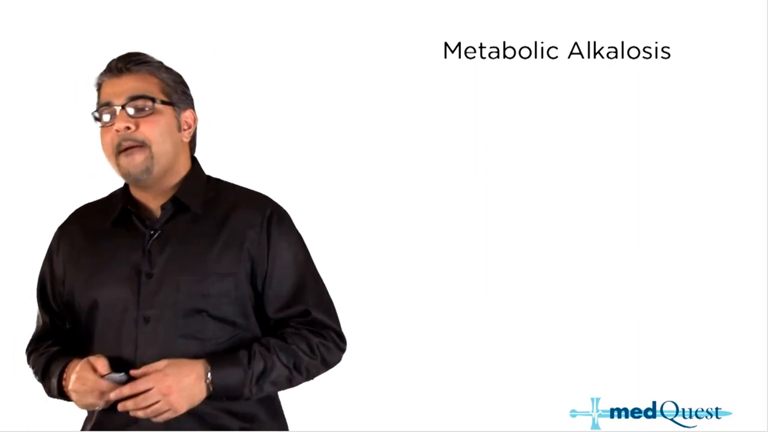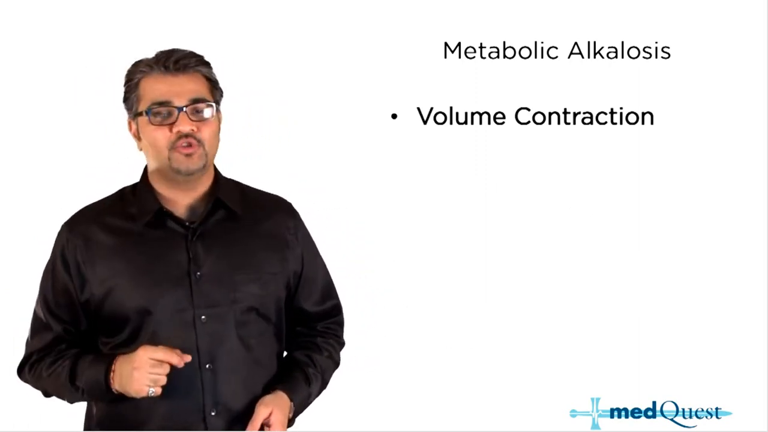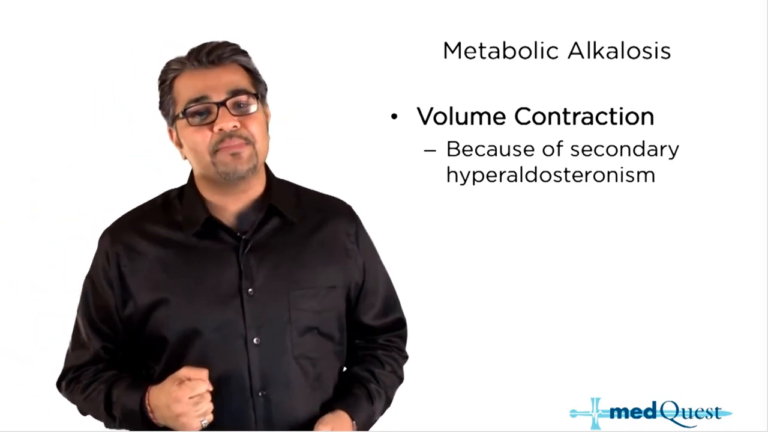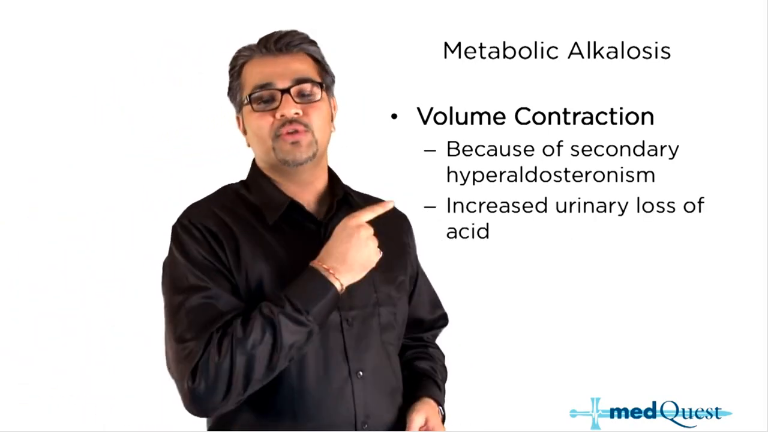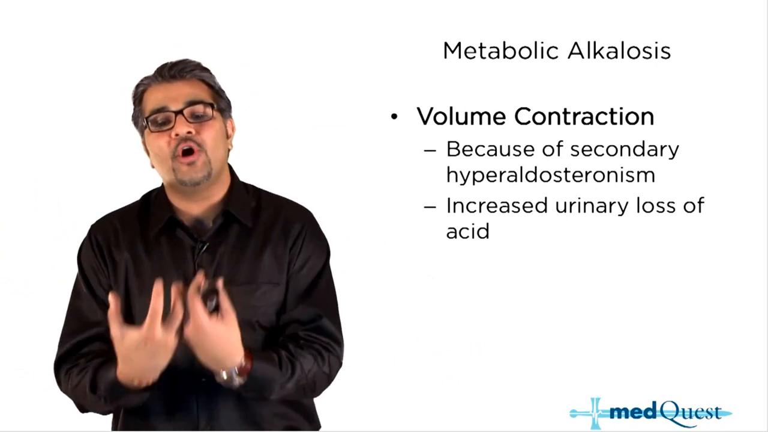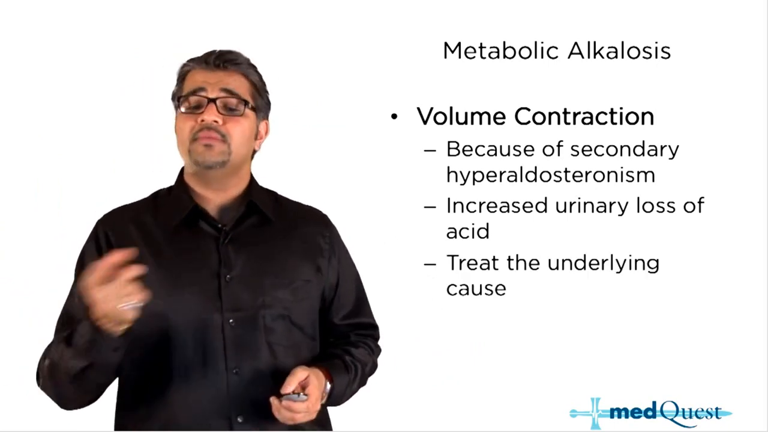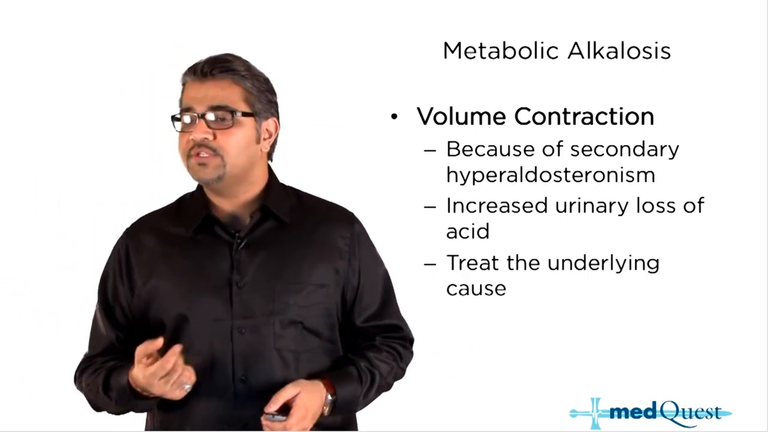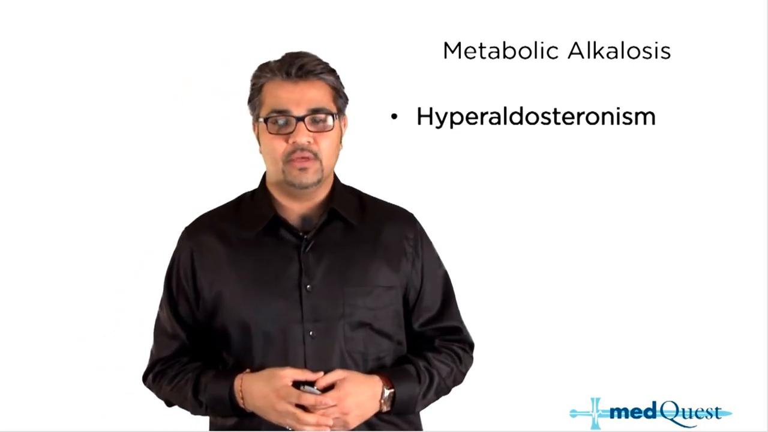Now let's talk about metabolic alkalosis. Metabolic alkaloses are associated with volume contraction. This is because of secondary hyperaldosteronism. It's also associated with an increased urinary loss of acid. So how do you treat them? You treat the underlying cause. Treat the underlying issue, and you'll get rid of your metabolic alkalosis.